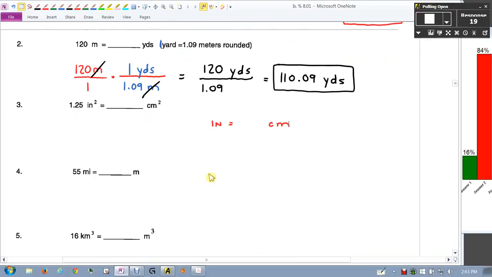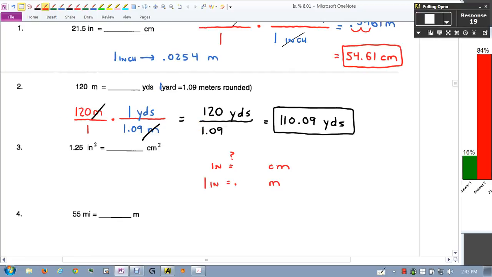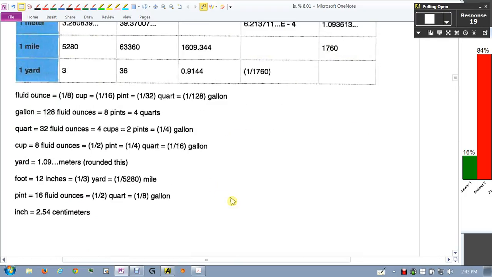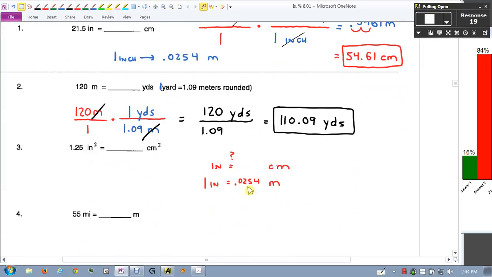Okay, so make sure we're all on the same page. Inches to centimeters, we don't have right away. Inches to meters, 1 inch was 0.0254 meters. Oh, it's down here: 2.54. Well, we were almost there. Because if you convert meters to centimeters, you move 2 places to the right. So 2.54. So we get that 1 inch is 2.54 centimeters.